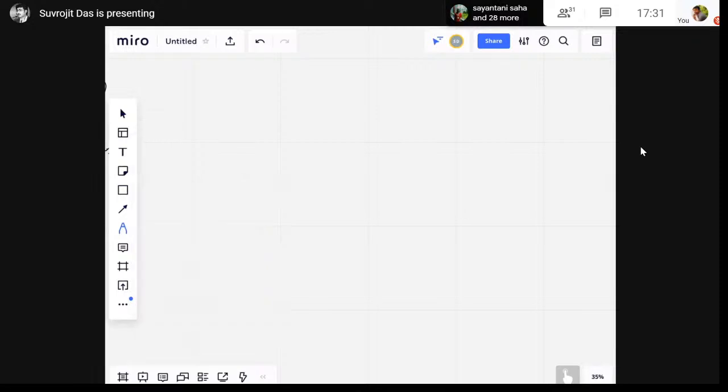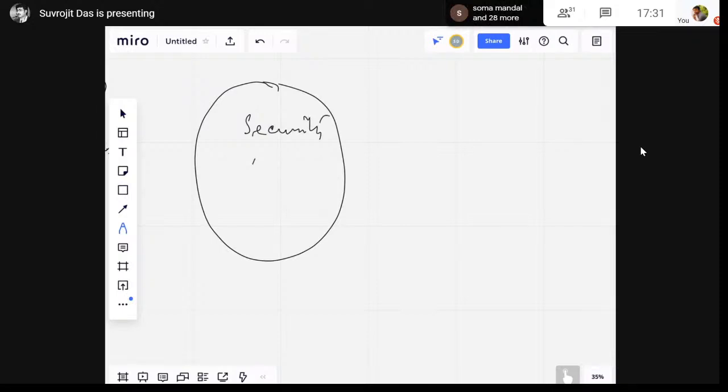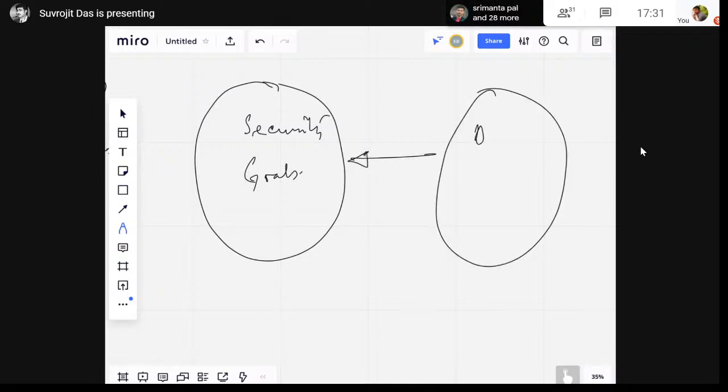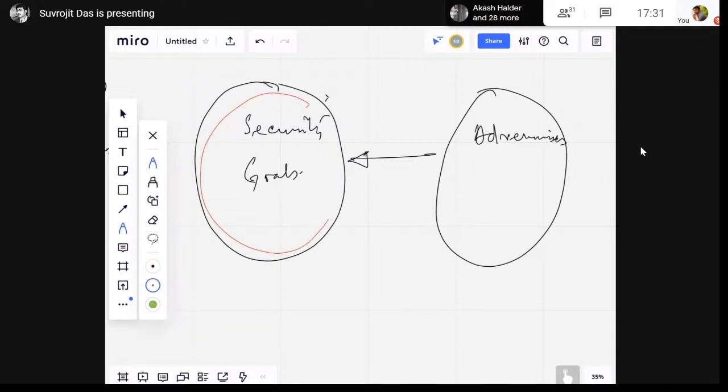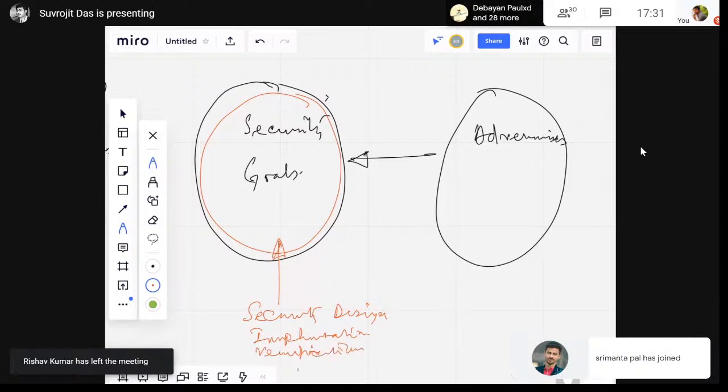So the whole picture turns out something like this. You have security goals, and those will obviously have adversaries. Now, how you protect your security goals is a topic of discussion on security design, implementation, verification, and mechanisms, right?